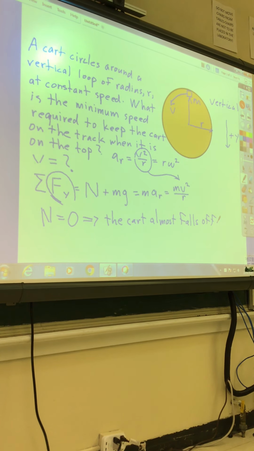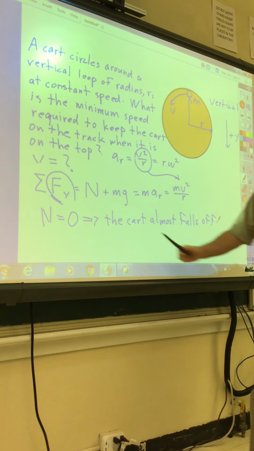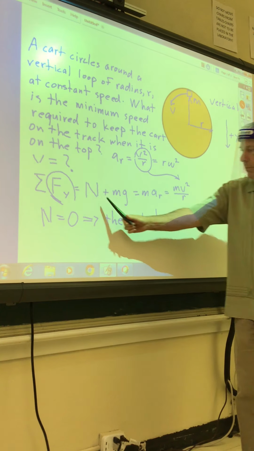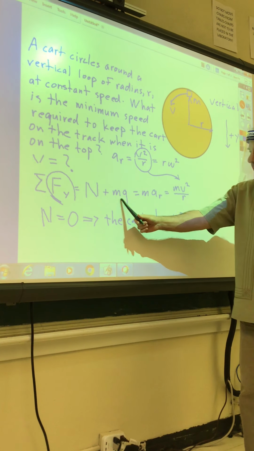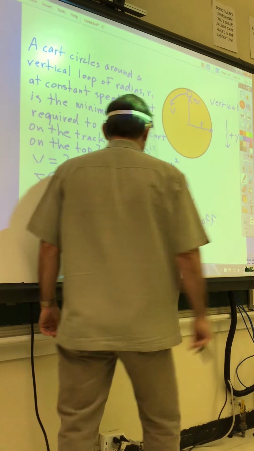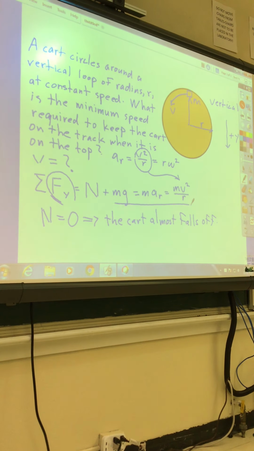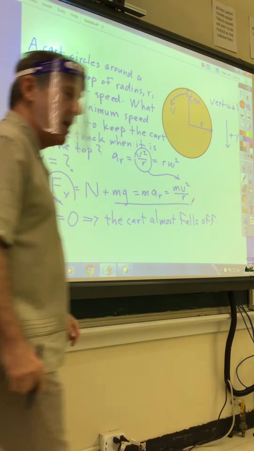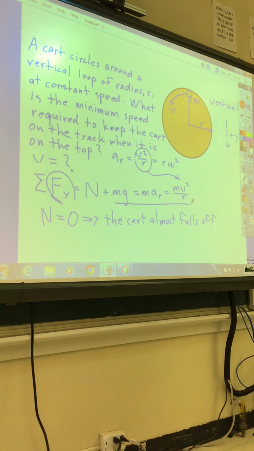So basically, if the thing is almost going to fall off, then the normal force becomes zero right at that point. So with the normal force zero, what you have left is this right here. That sort of makes sense? Okay, so I think you can work it from here on out.